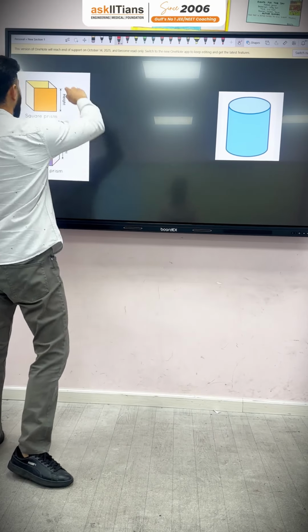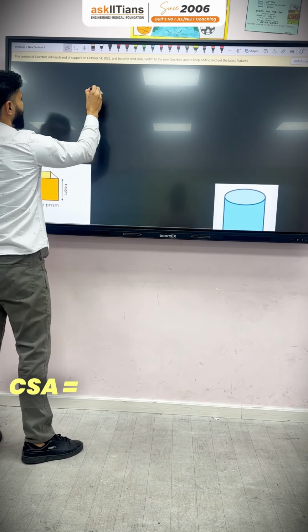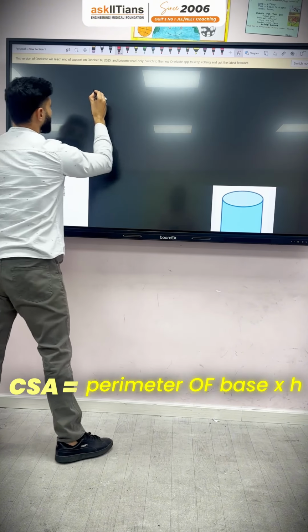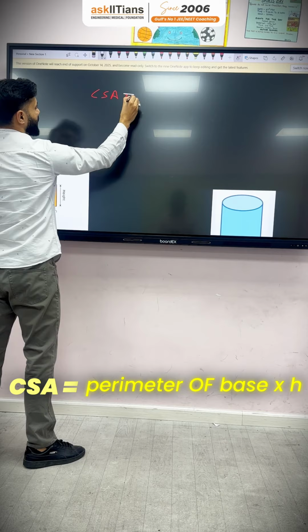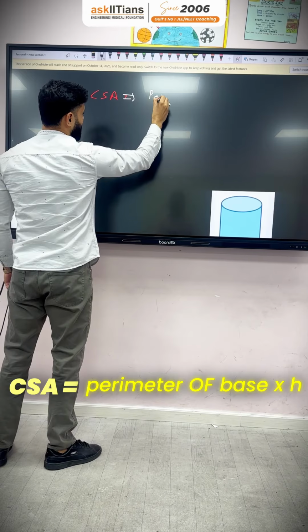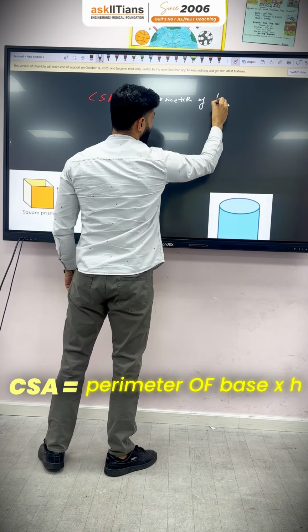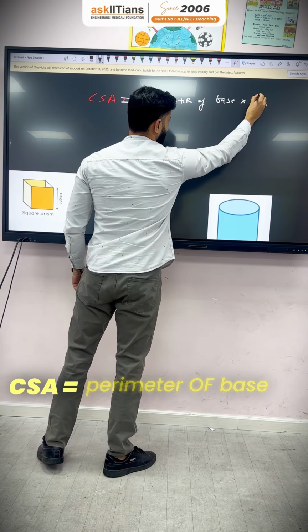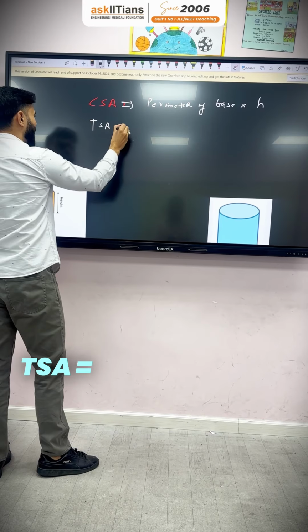Now, for any prism, if I talk about the curved surface area, CSA, right? That is equal to perimeter of base times height. Similarly, if I talk about the total surface area, right? Now, I think you know this, right?